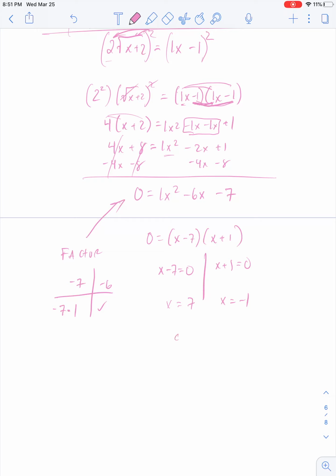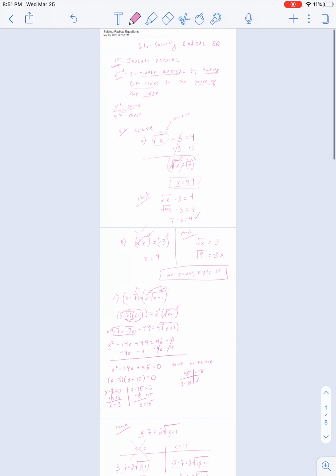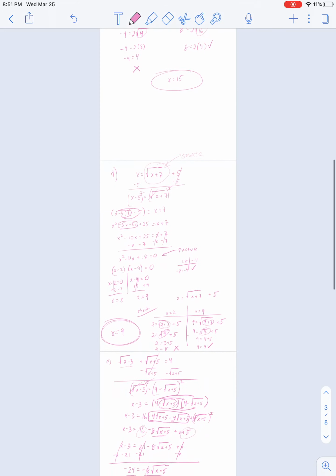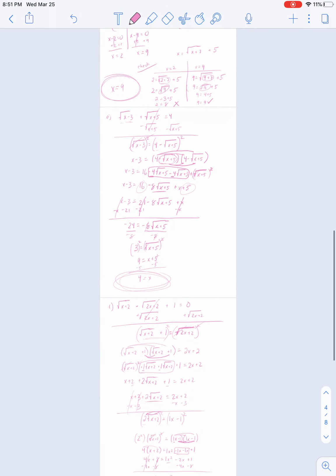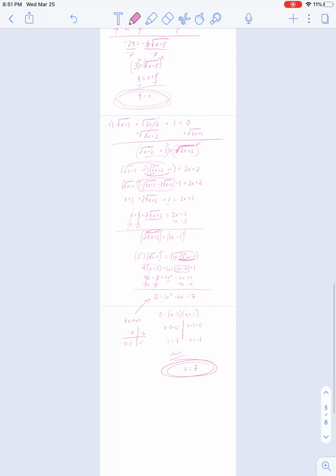And after we check it, and I'll let you check it on your own here, if you have questions about checking, let me know. But you see that we only get one answer to be correct. x equals 7. So nice examples here. As we can see, this section 6.6 definitely has quite a bit of problems to practice. I would be comfortable with all these examples. And if you have any questions, by all means, let me know, or one of the assistants.